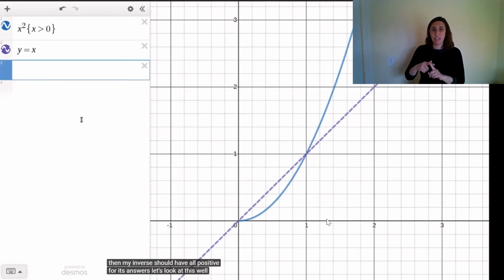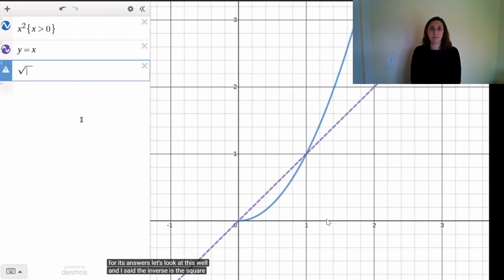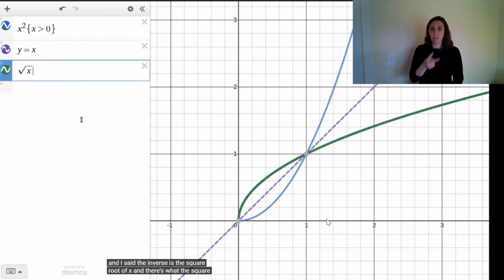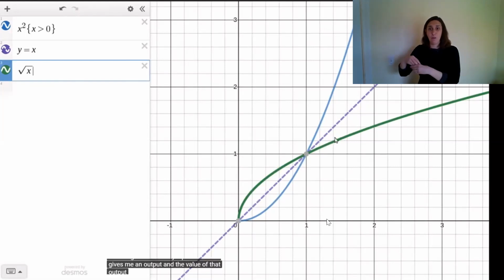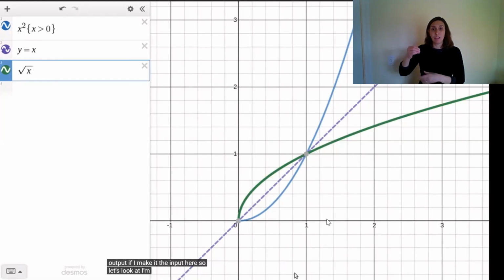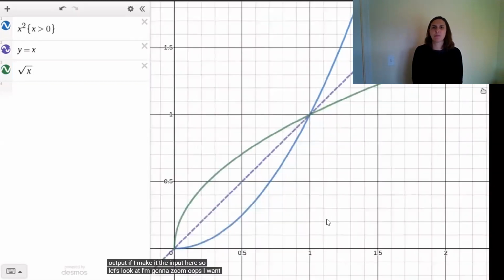Well, let's look at this. When I said the inverse is the square root of x, there's what the square root of x looks like in green. But notice how it mirrors over y equals x. So visually, the inverse function is a mirroring function. Every input from here gives me an output. And the value of that output, if I make it the input here. So let's look at, I'm going to zoom. Oops, I want to zoom out.